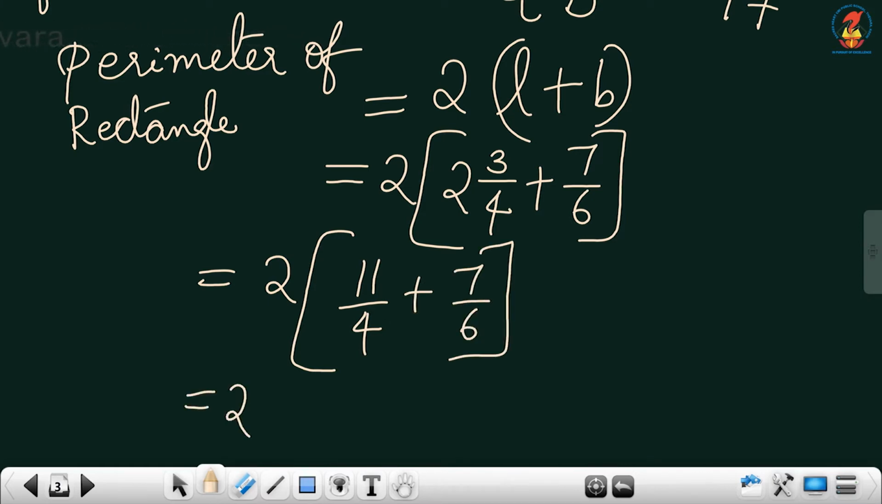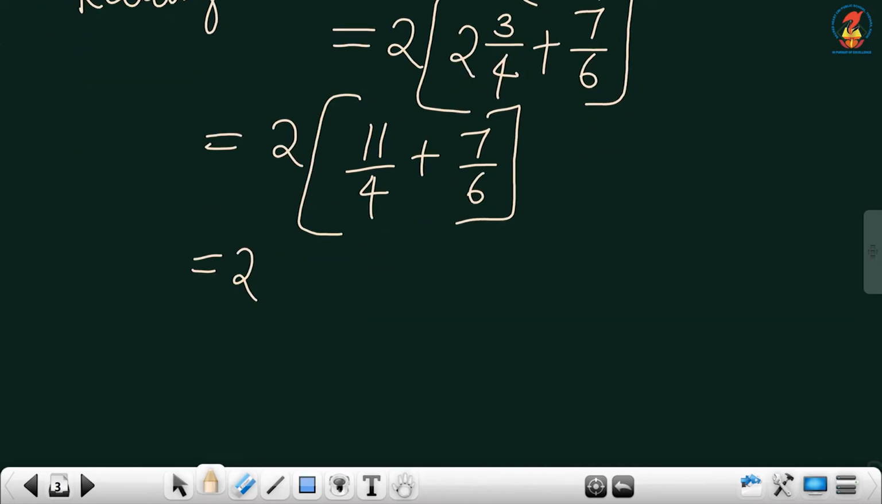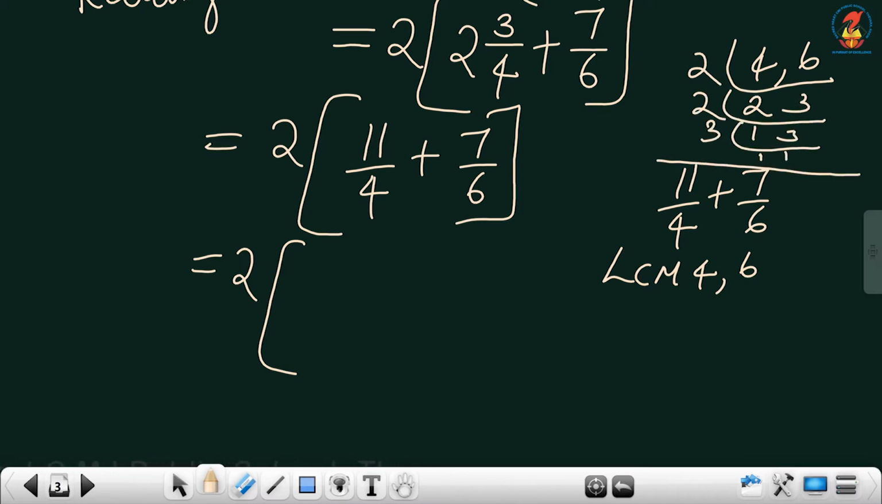Now we already studied addition of unlike fractions. 11 by 4 plus 7 by 6. What is the LCM of 4 and 6? Do the LCM in your working column. 2 2s are 4, 4 3s are 12. So we got the LCM as 12.